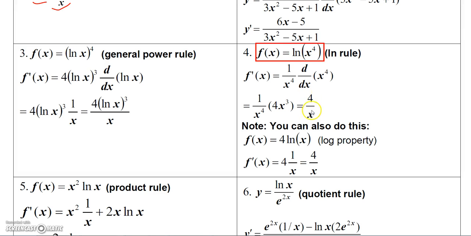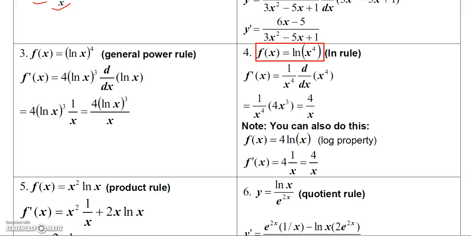And actually on this one, you could have used a log property and rewritten this as 4 times the natural log of x, and then just taken the derivative that way. That would have been just 4 times the derivative of natural log of x, which is 4 times 1 over x.